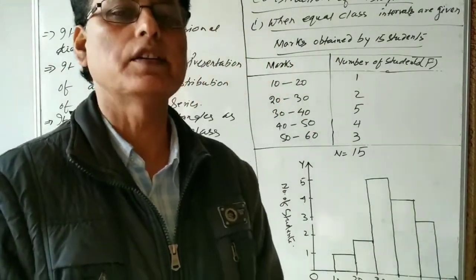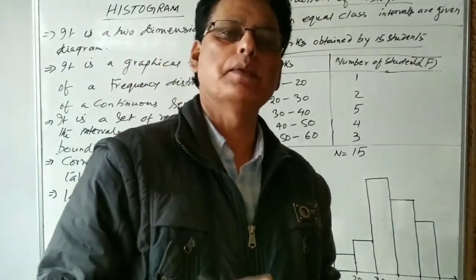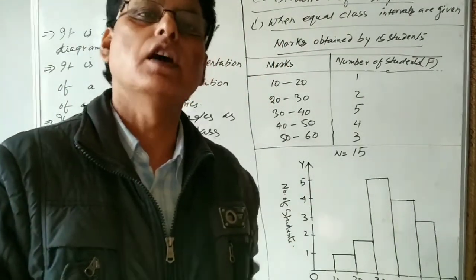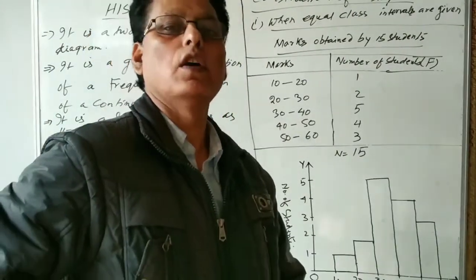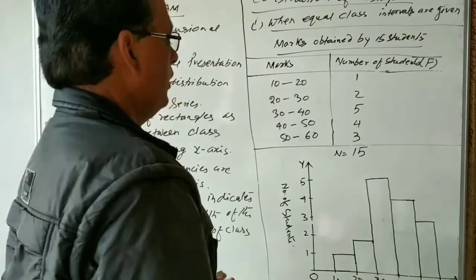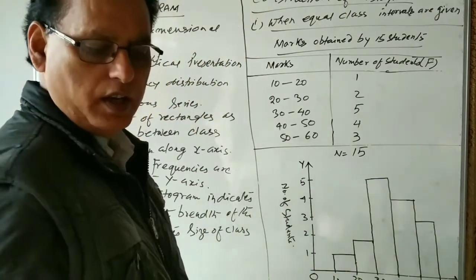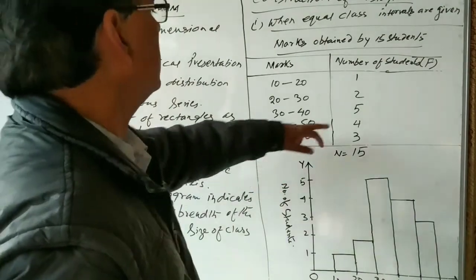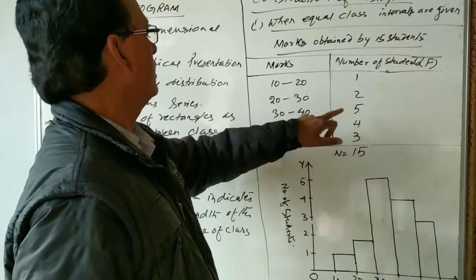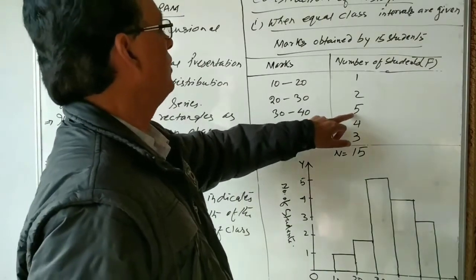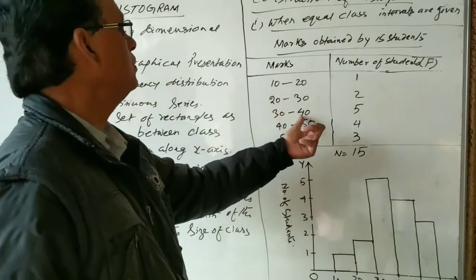We can locate the mode also. Let us see, if in the examination we have to find out the value of the mode, with the help of the histogram we can locate the mode also. While we are locating the mode, the mode will lie in the highest frequency. The highest frequency is 5. So we can say 5 is the highest frequency, and the mode will lie between 30 to 40.